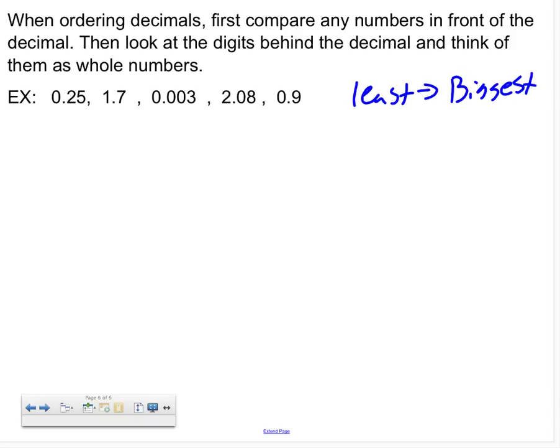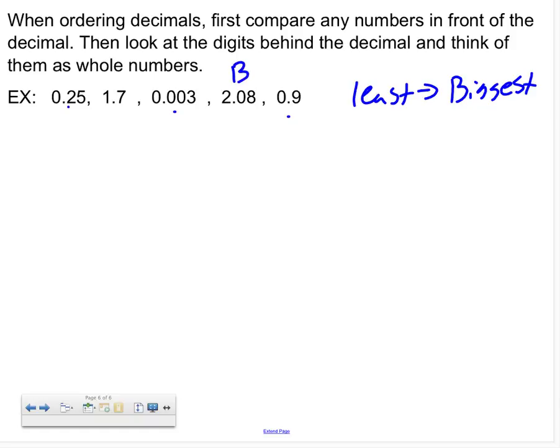So if we want to figure that out, we want to figure out which number is the smallest first. Well, we have a bunch of candidates for the smallest, right? This one, or this one. But 1.7 and 2.08 are clearly not going to be the smallest because they actually have a number in front of the decimal. In fact, if we think about this, which is bigger, 1 point something or 2 point something? Well, 2 point something is going to be the biggest.